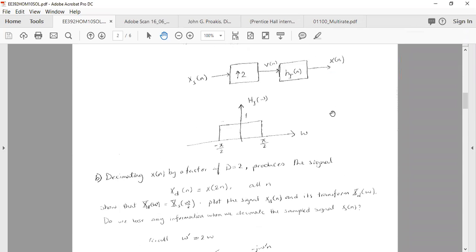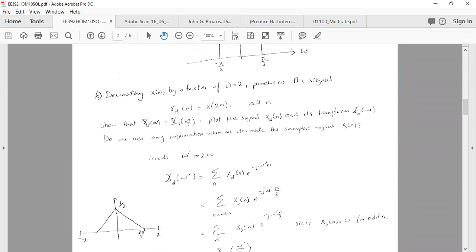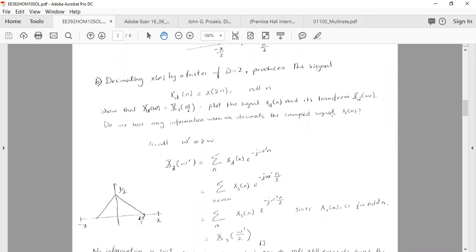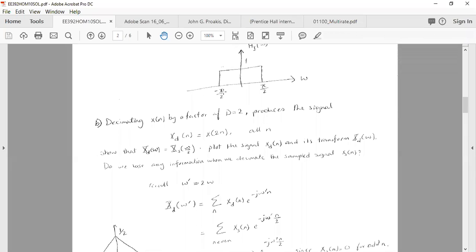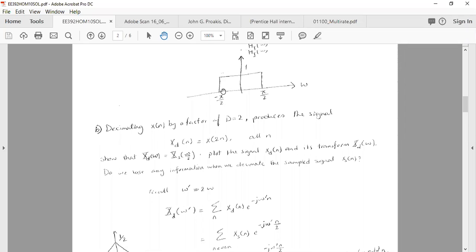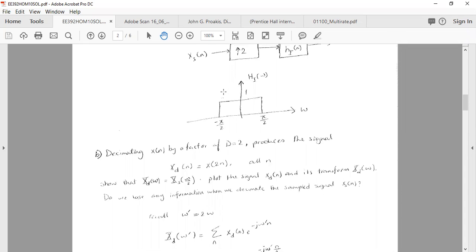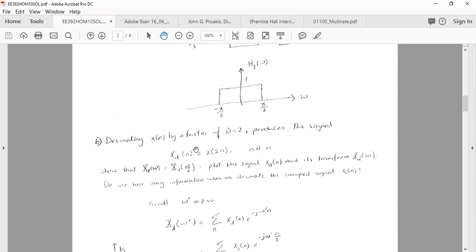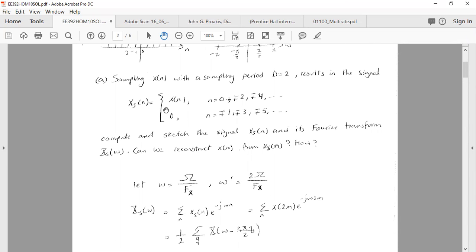Now, moving on to part B of this particular question: decimating x of n by a factor of d equal to 2 produces the decimated signal x_d of n equal to x of 2n, for all n. So the only difference with this particular signal, the decimated signal, is that all the zeros have been removed, right? If you compare this signal over here with the sample signal over here, all these zeros are gone now. In the decimated signal, we don't have any zeros.